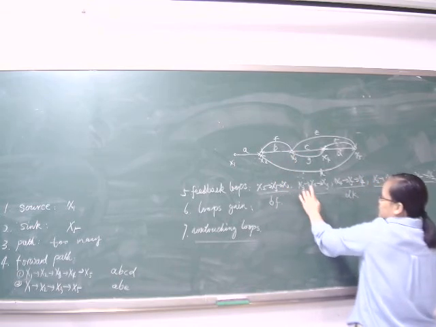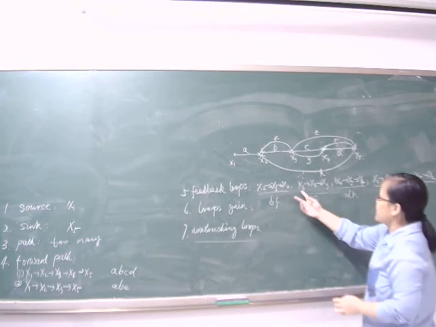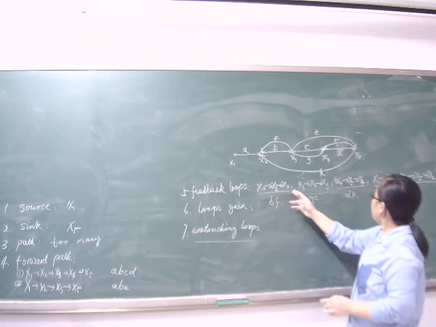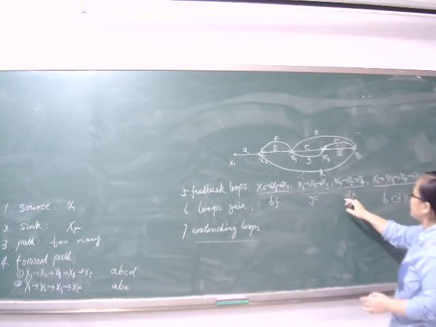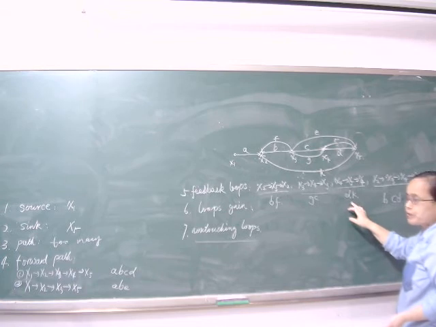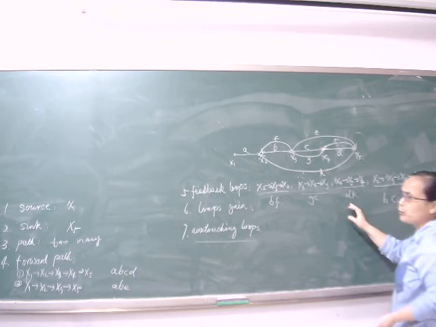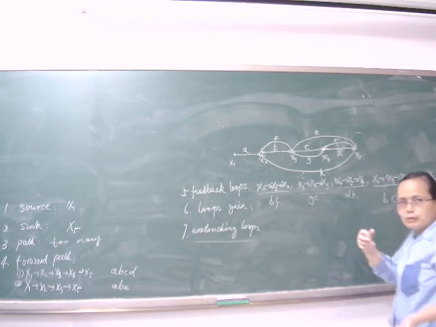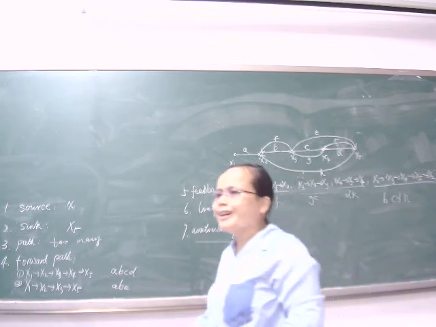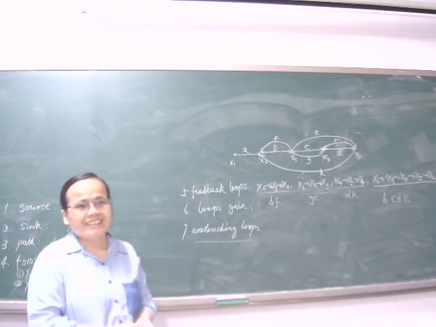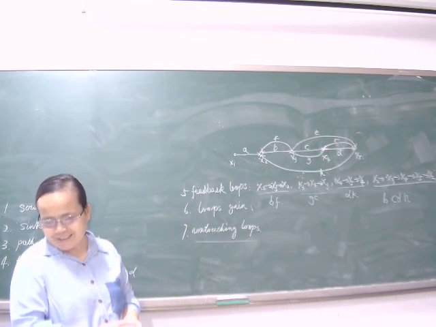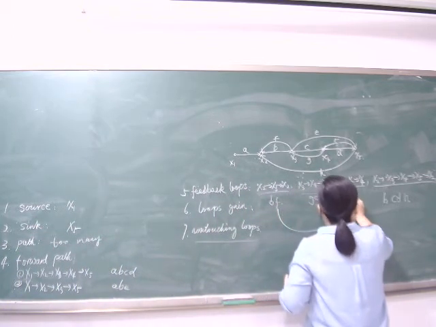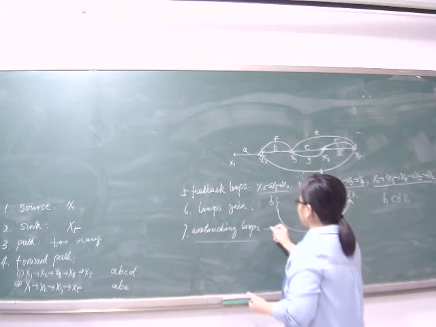For the second loop, they have common nodes. For the second loop, they have no common nodes or branches. Yes or not? So these two are non-touching.